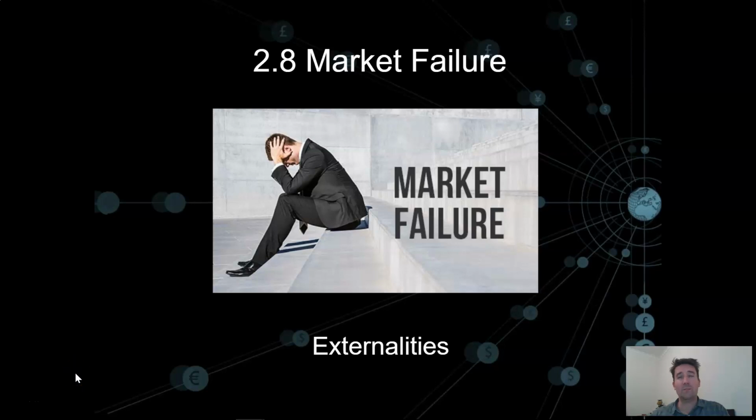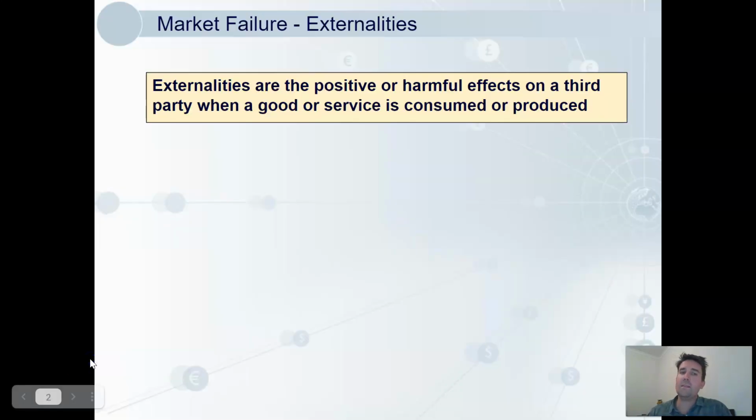Hi all, today we're going to start looking at externalities. Now, these diagrams that we're going to look at get pretty tricky, so we'll strap ourselves in for that. Externalities are the positive or harmful effects on a third party when a good or service is consumed or produced. To show you what these are, I'll start with a couple of examples.